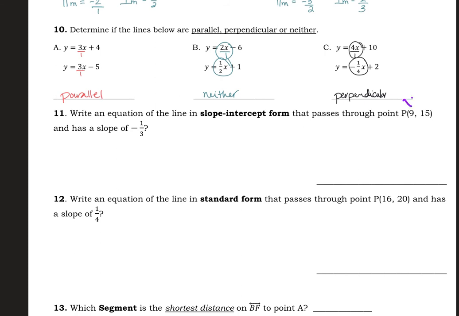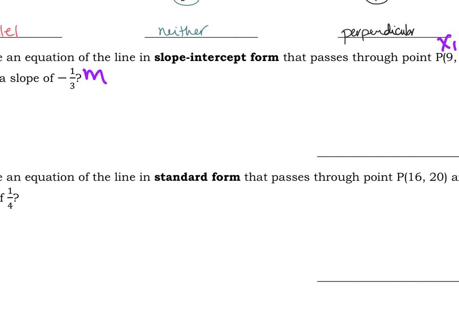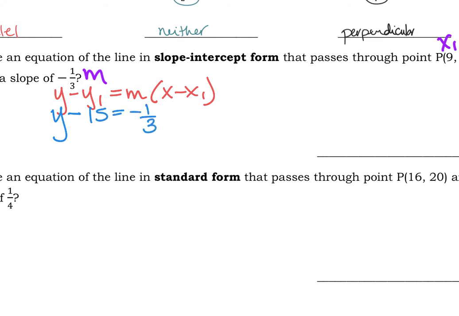Whatever point we give you is going to be your x1, y1, and your slope represents the variable m. So we're going to plug this into the equation: y minus y1 equals m times x minus x1. So we're going to have y minus, what did I say y1 was? 15. Our m is negative 1/3, and then x minus 9. All right, y minus 15 stays the same.